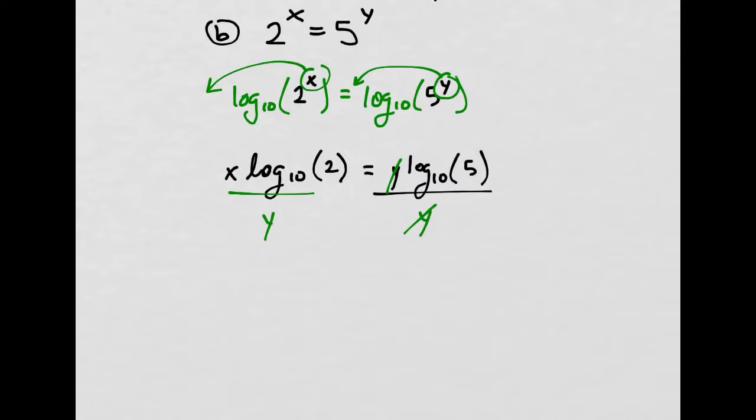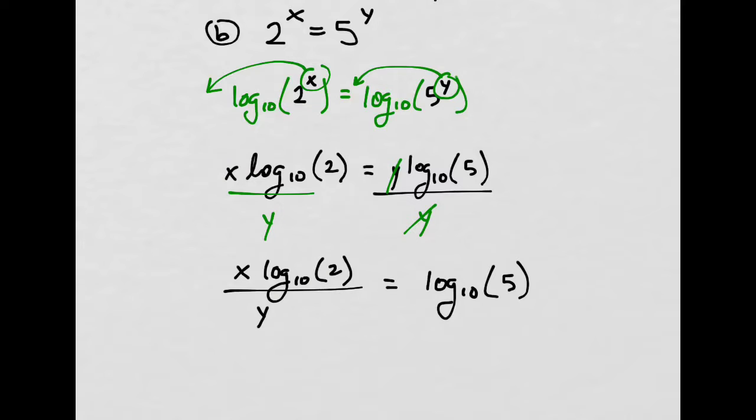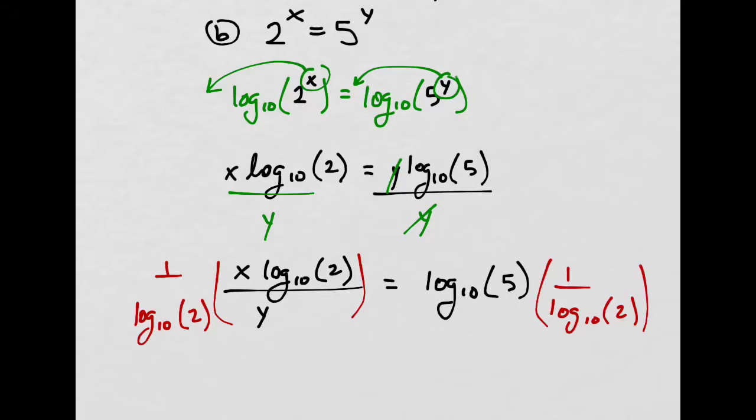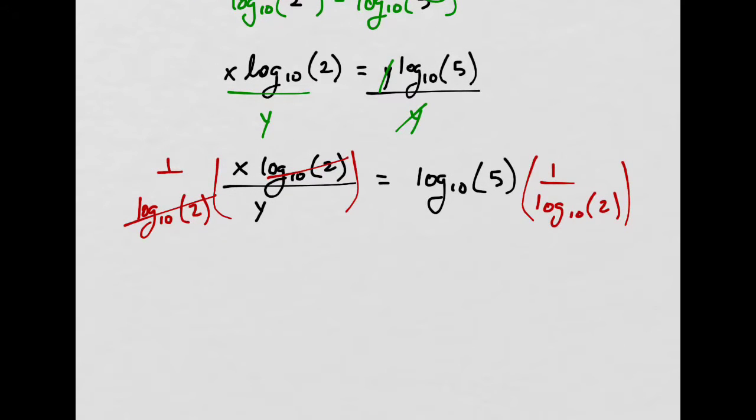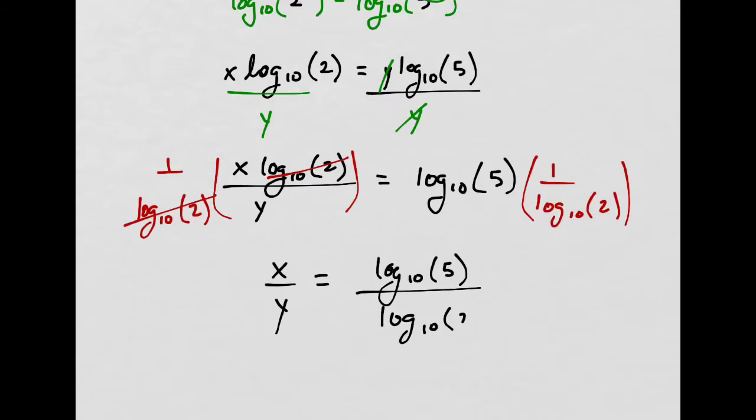So that goes away. And I almost have x over y, so that's great. And then I have log base 10 of 5 over there. I want to get rid of this, so I'm going to divide both sides, which is the same thing as multiplying by 1 over log base 10 of 2. And I'll do that to the other side. Beautiful. That goes away, and I just have x over y, just like I wanted, because it asked for the ratio of the two. So this is log base 10 of 5 divided by log base 10 of 2. Sweet. So that's all it was asking for.